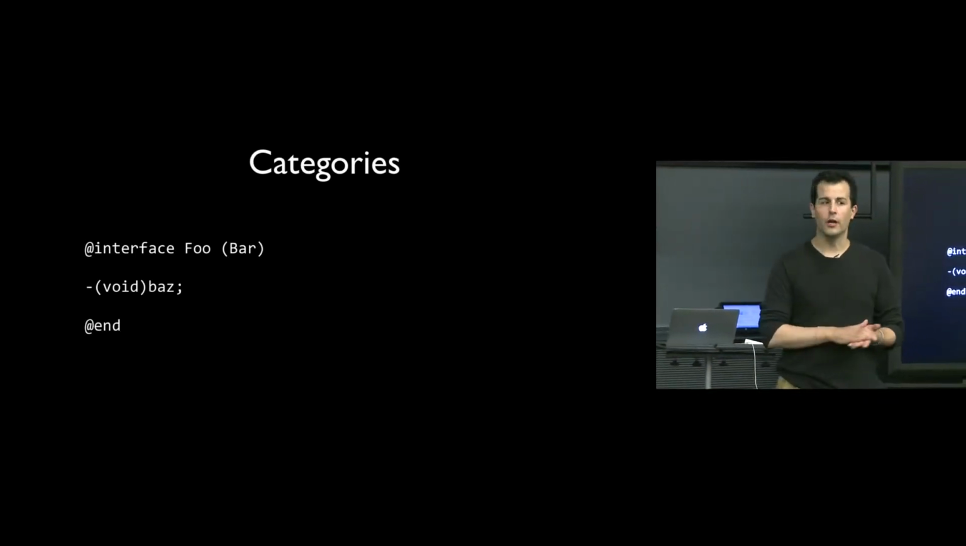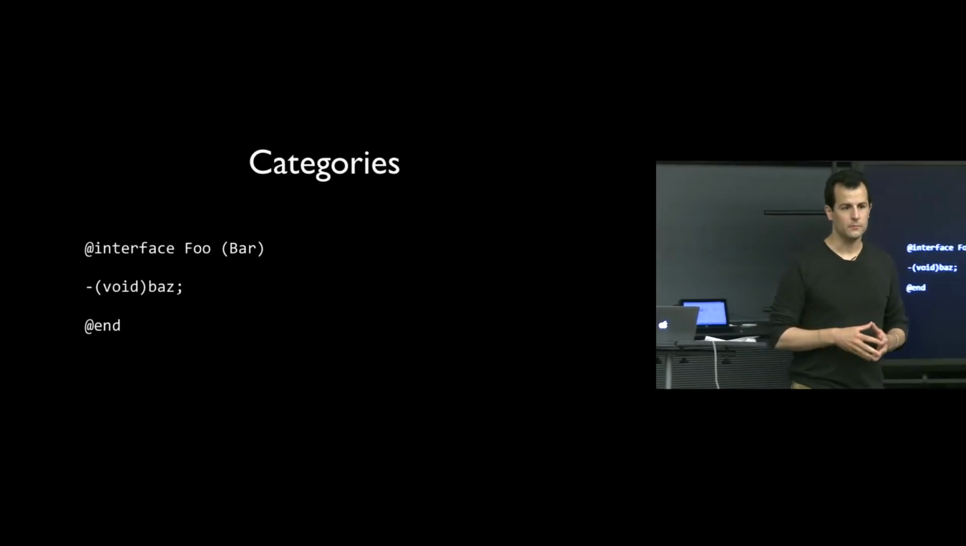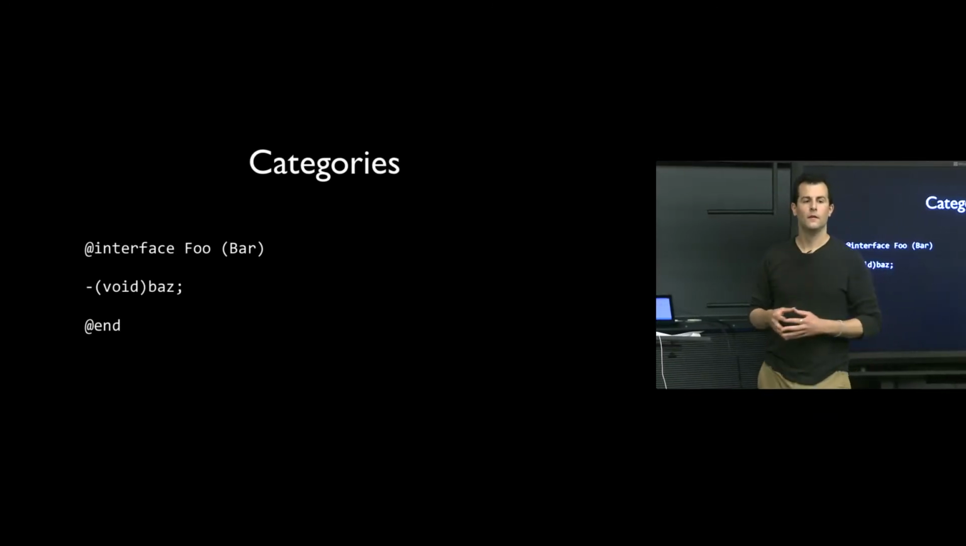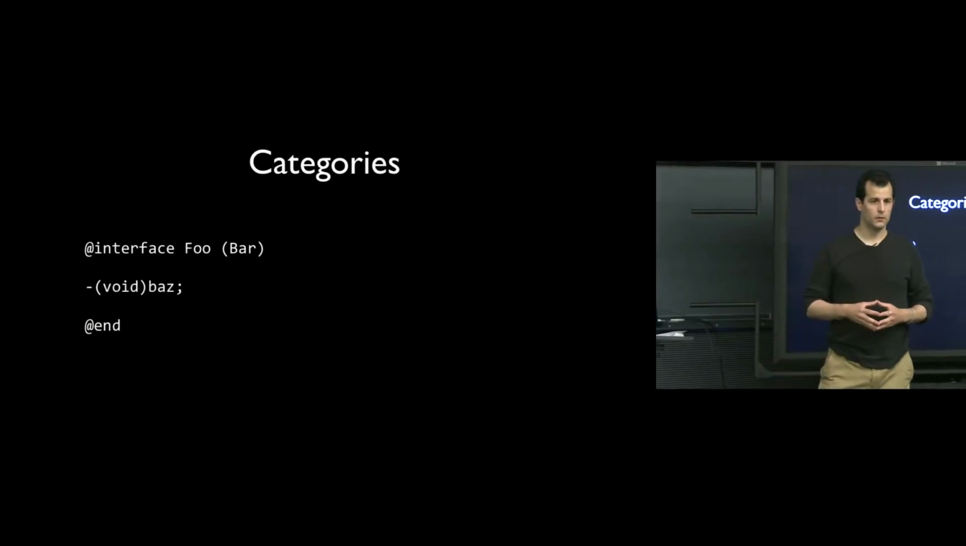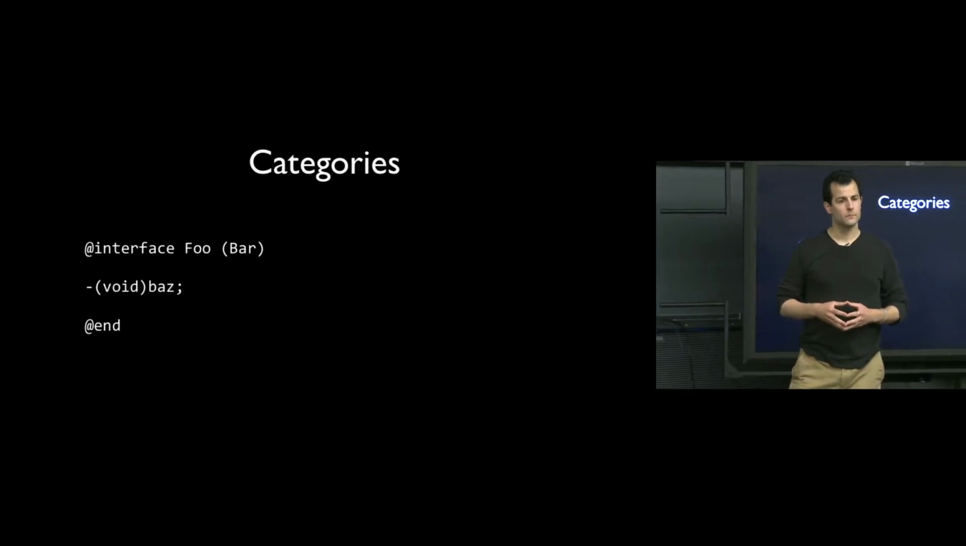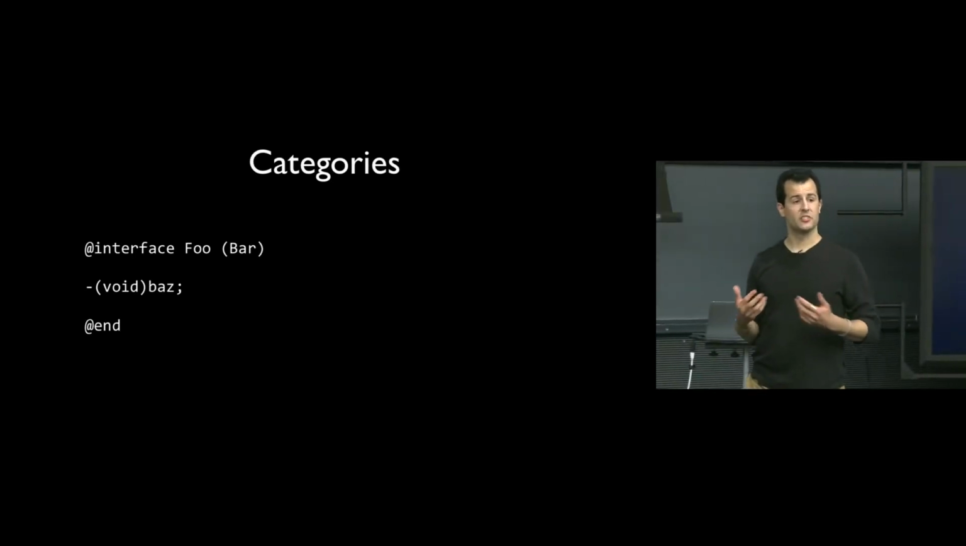So a category allows us to do what, if you recall? Yeah? It's like an extension to a class. What do you mean by that? Yeah, exactly. A category allows you to add more methods to an existing class.